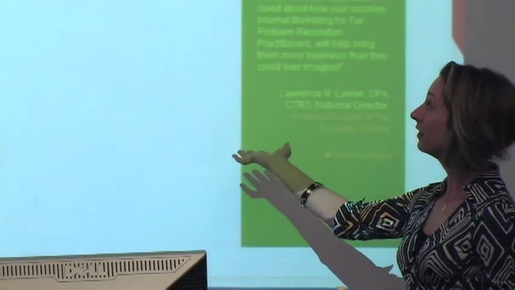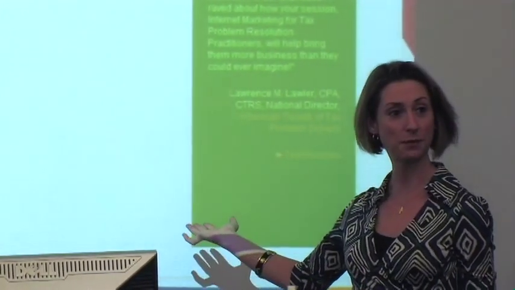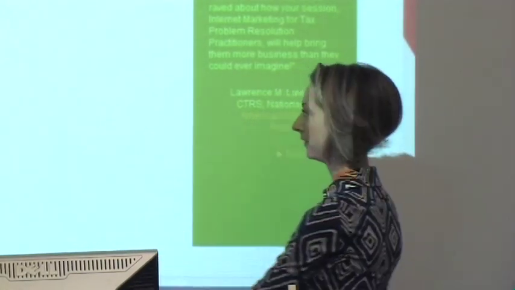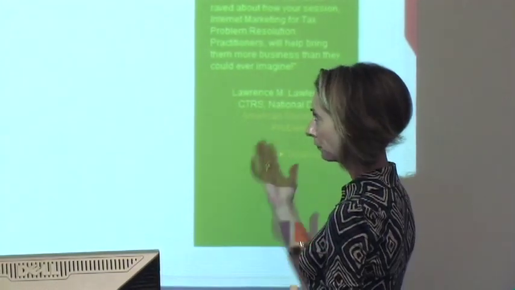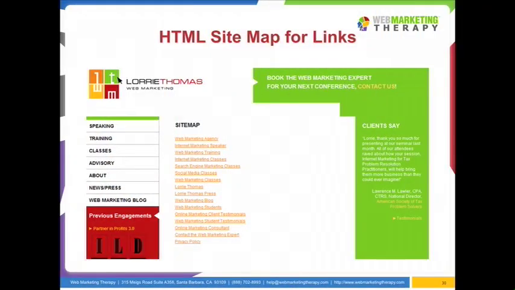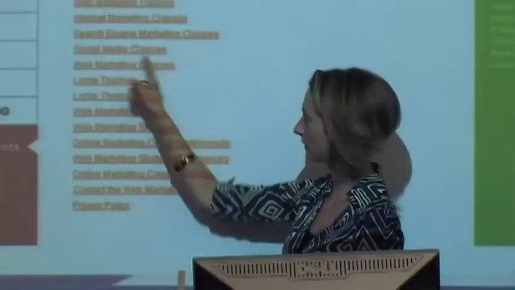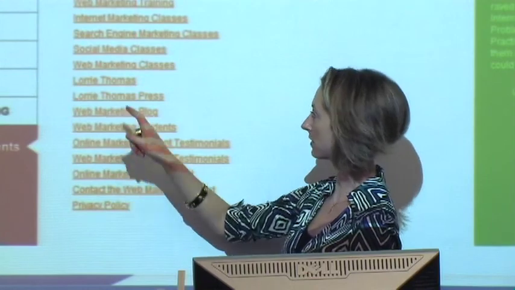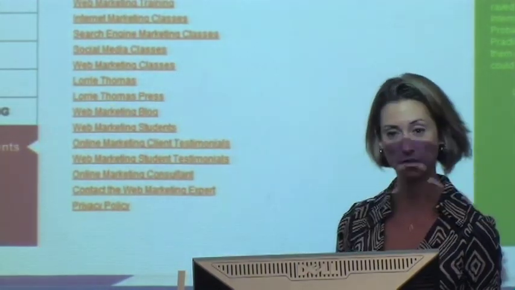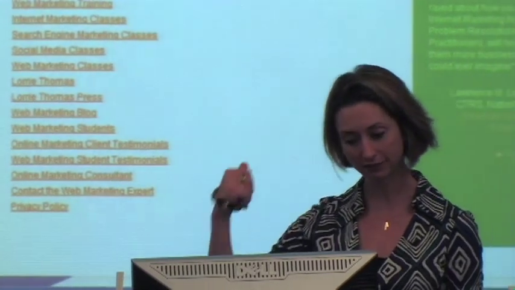And remember site maps, back before we had search bars and we would go to a website, go to the bottom, go to the site map and search around. So here's Lorrie Thomas Web Marketing. It doesn't say home, about, services, advisory. It says web marketing agency, internet marketing speaker, web marketing training, social media classes, Lorrie Thomas Press, and it's full of search links. So if you're trying to find ways to optimize links, do a site map.